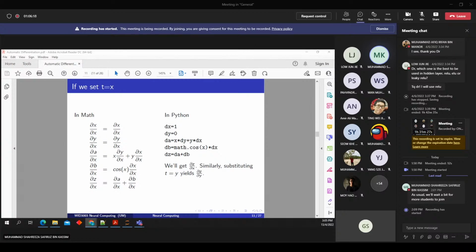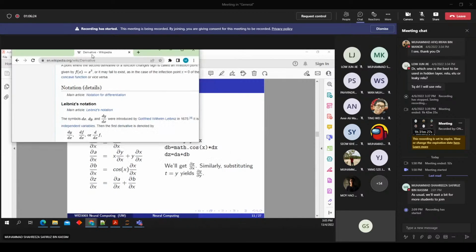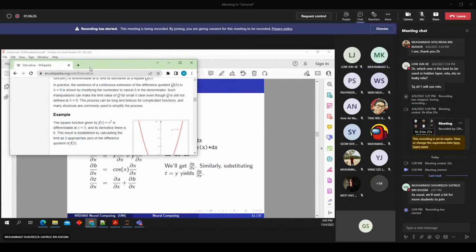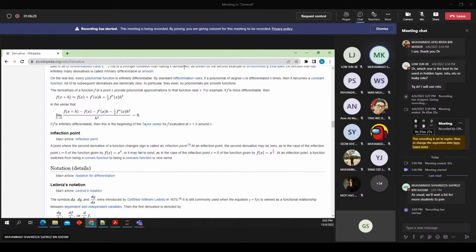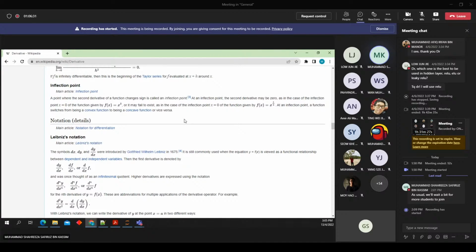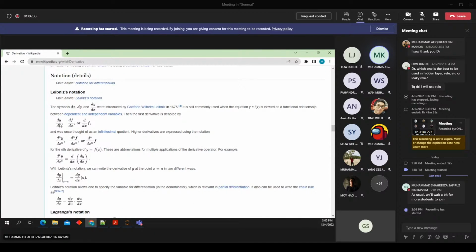So if you have normal derivatives, right? Just if I bring it over here, this is from Wikipedia. So you write this way, right? dy over dx, dy dx, and df dx. Or this notation, the Leibniz notation.